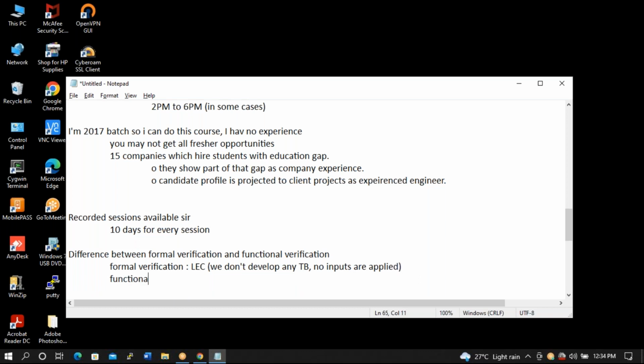In functional verification, a testbench is there, and inputs are applied from the testbench. For now, this much is the only difference. I don't want to go deep into it because we'll be deviating from the physical design flow. If you are talking from an opportunities perspective, if there are 15 opportunities in functional verification, there will be only one opportunity in formal. So where do you have a better chance of getting a job? Functional.